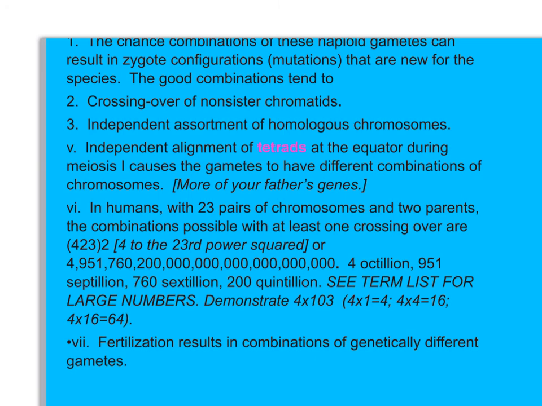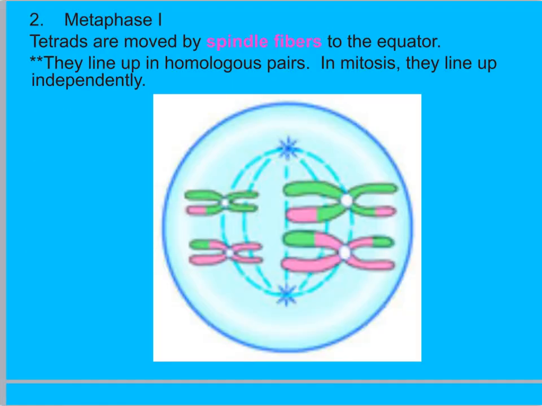So this is the combinations possible with at least one crossing over. It's going to give you this number. That's a very large number. Okay, so anyway, that's why you don't see people that are genetic clones unless they are identical twins. So fertilization provides us with different combinations of genetically different sex cells. So that brings us to metaphase 1.